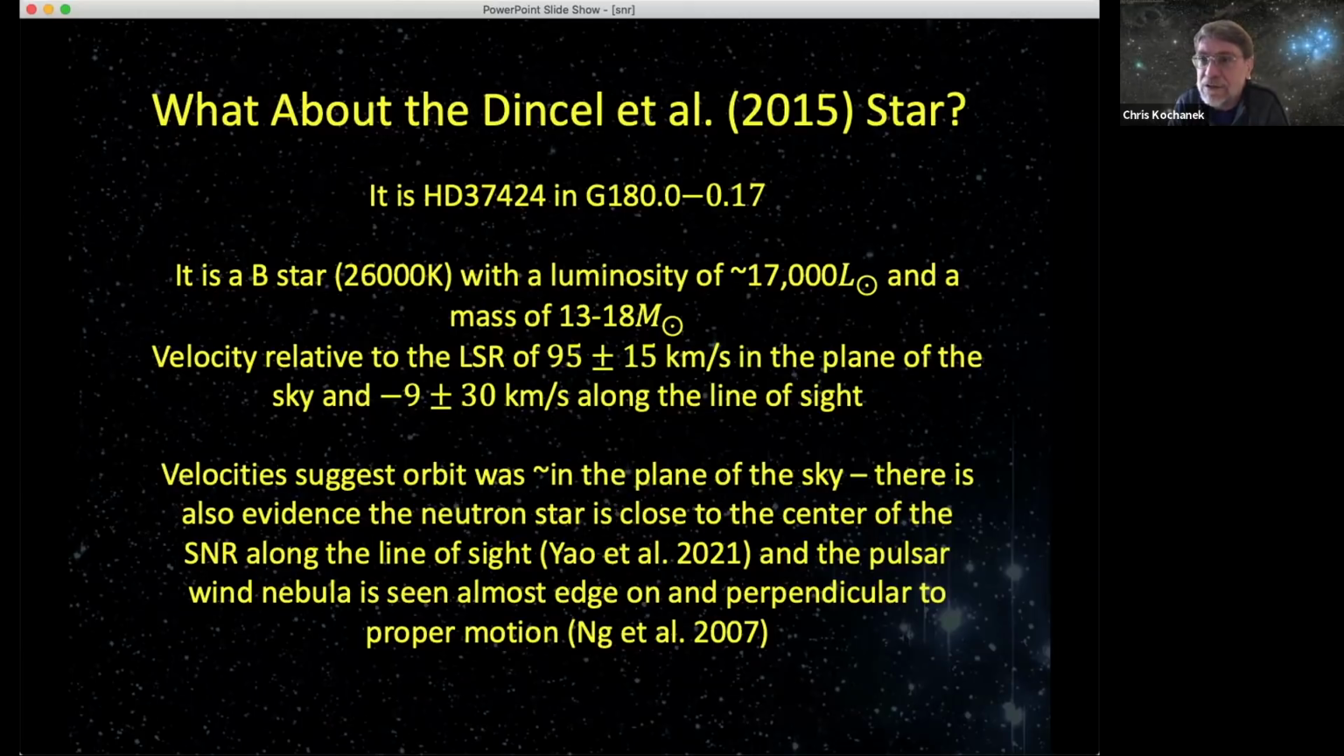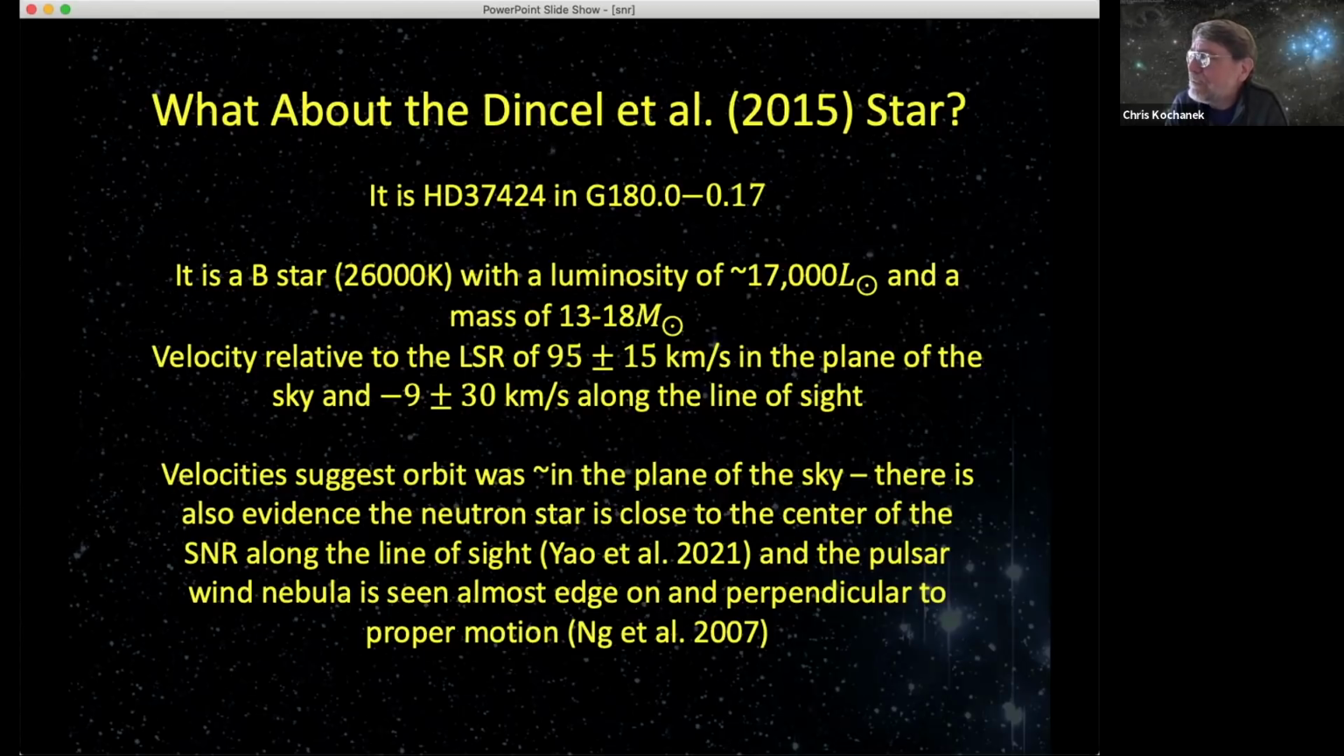You can work out its velocity in the plane of the sky. It's about 95 relative to the local standard of rest. You can do the same along the line of sight. So it's mostly moving in the plane of the sky. And there are a bunch of arguments suggesting that the orbit would have been in the plane of the sky. So one is just that the velocity of the star is mostly in the plane of the sky.